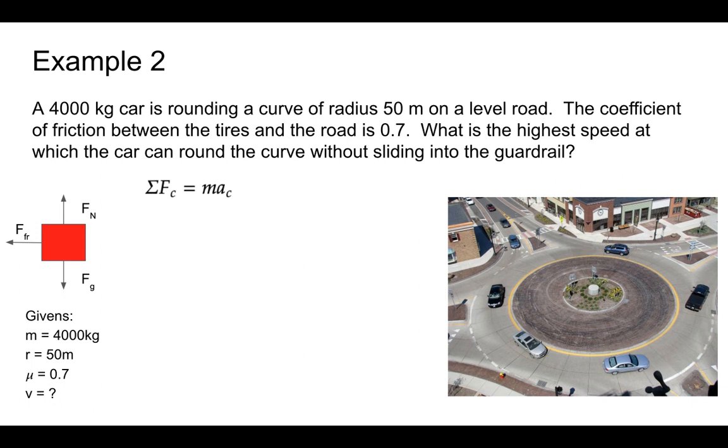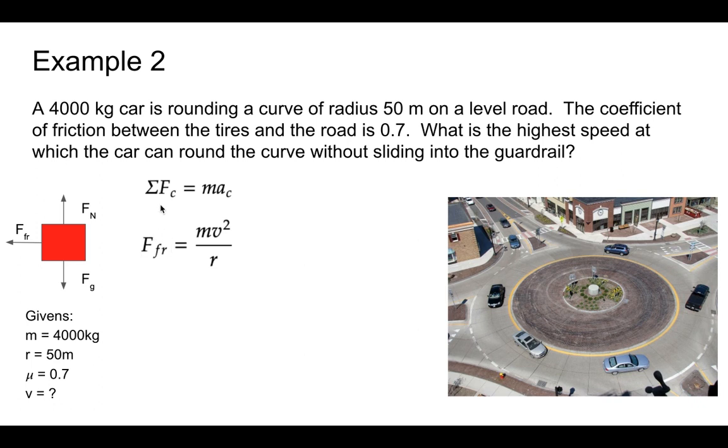In this case, the centripetal force that's causing that circular motion is the force of friction. So I'm going to plug that in for centripetal force. I get force of friction equals mass times centripetal acceleration, which is v squared over r. Now, I know what mass is, I know what radius is, I'm trying to solve for velocity, but I don't know what force of friction is yet.